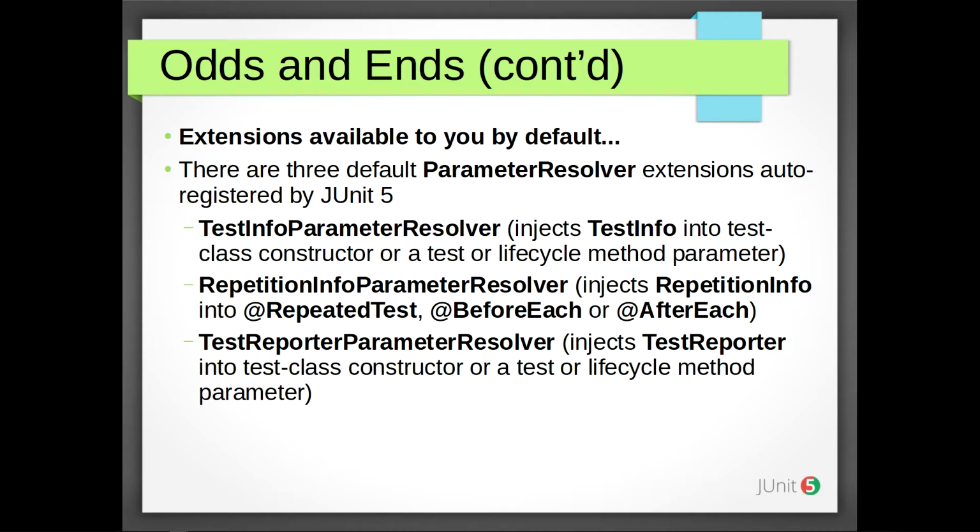Extensions available to you by default. There are 3 default parameter resolver extensions auto-registered by JUnit 5. TestInfo parameter resolver injects a TestInfo instance into a test class constructor or a test or lifecycle method parameter. Repetition-info parameter resolver injects a repetition-info instance into @RepeatedTest, @BeforeEach or @AfterEach. Test reporter parameter resolver injects a test reporter into a test class constructor or a test or lifecycle method parameter.